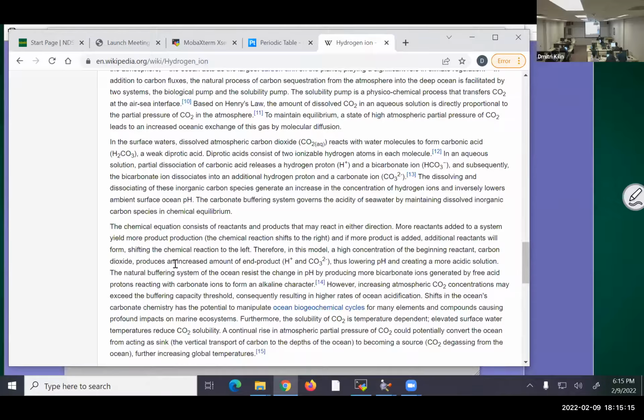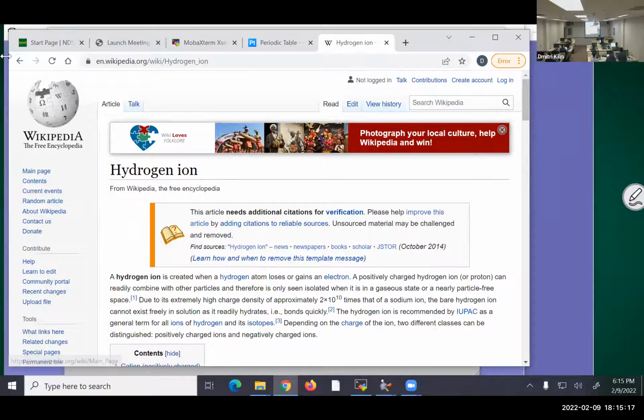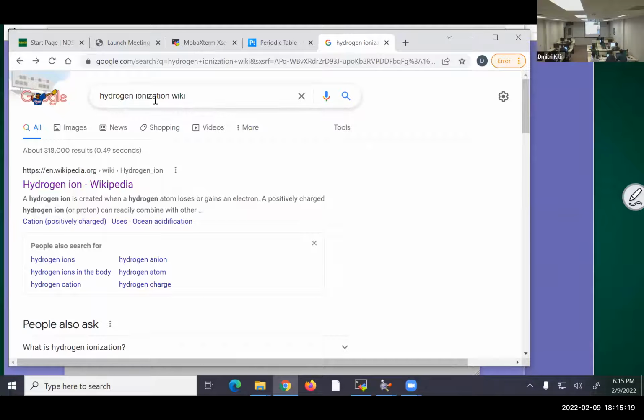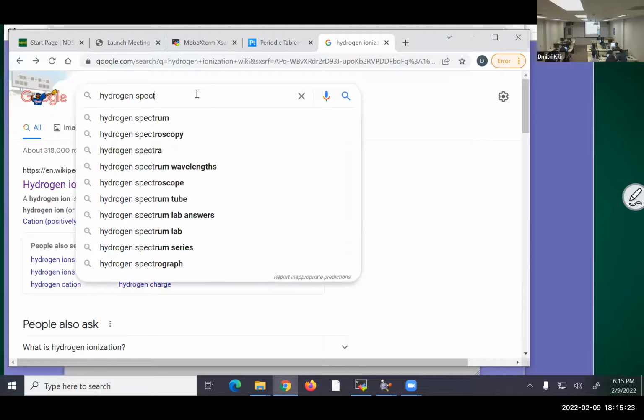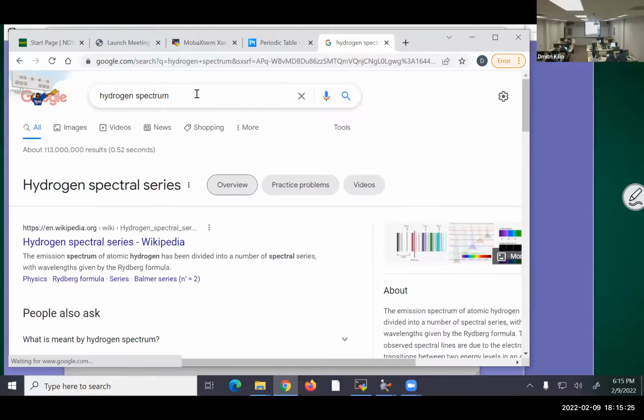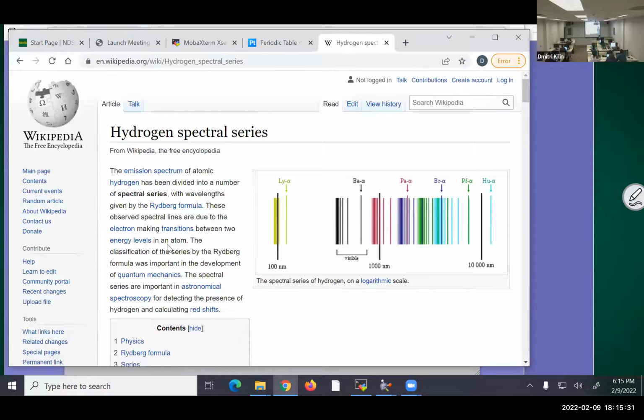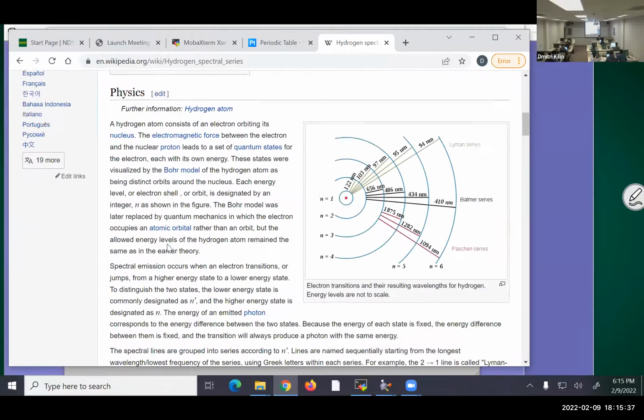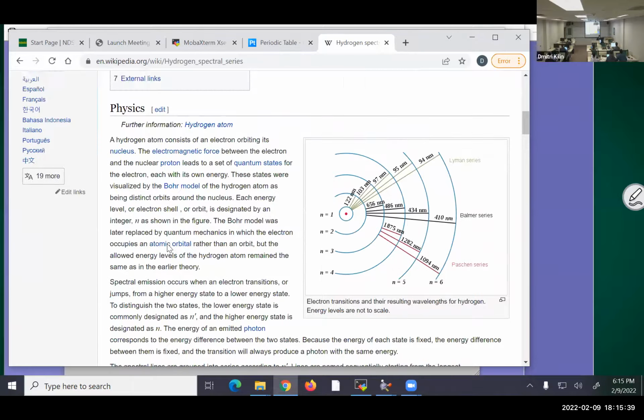No, it doesn't help as well. Let's do hydrogen spectrum. Okay. This is maybe not the best, but it gives the idea.